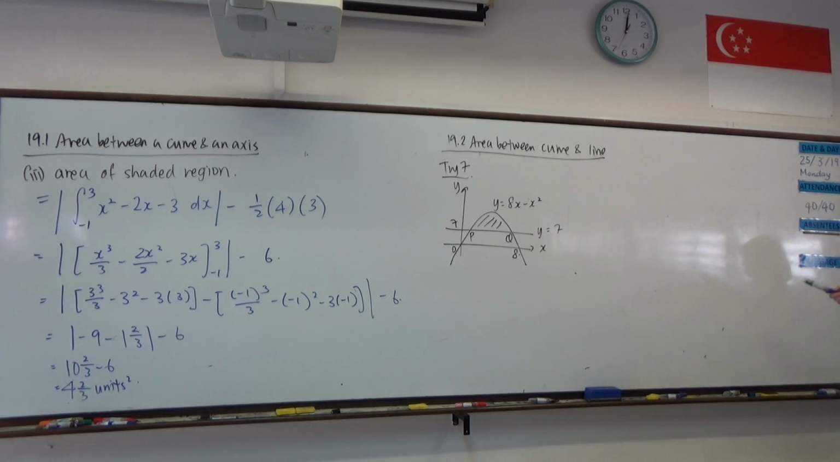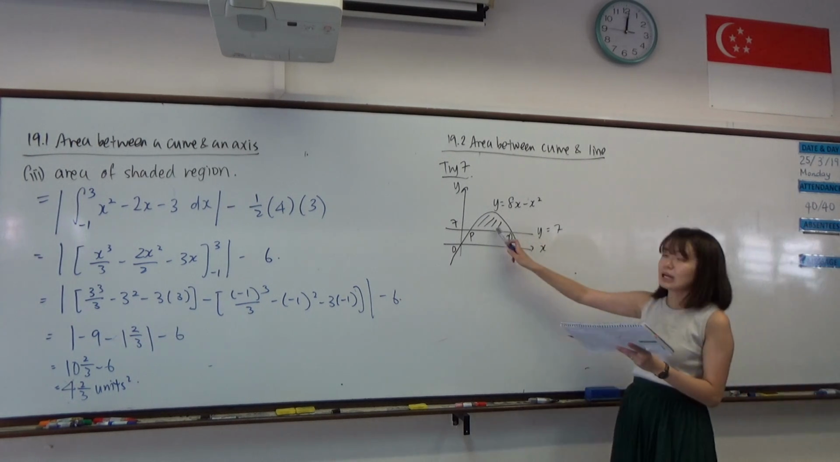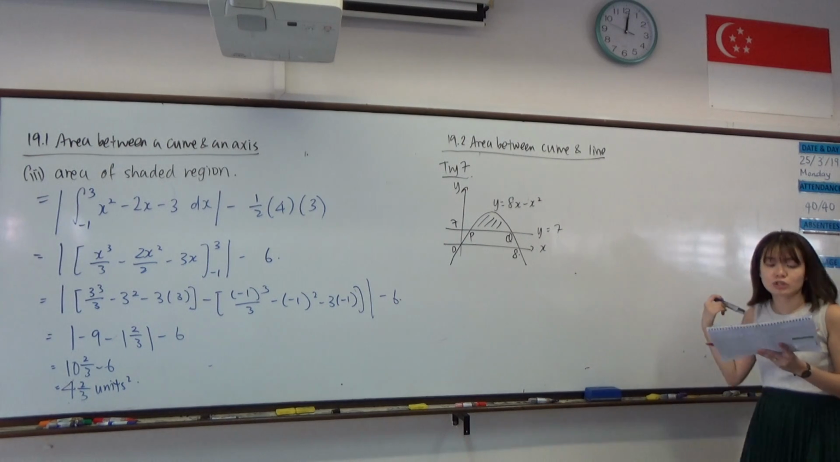Okay, so this is the diagram that we have. We have a curve that has the equation 8x minus x squared. Then after that, a line y equals to 7. The question is asking, what is the area of the shaded region bounded by the curve and the line? So this is the shaded region that we're trying to find.